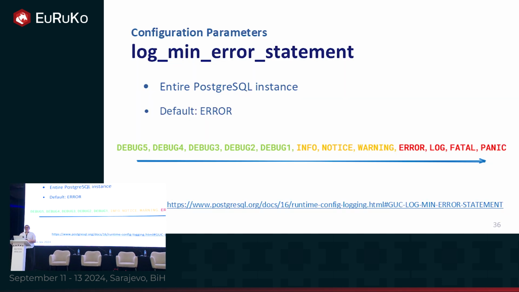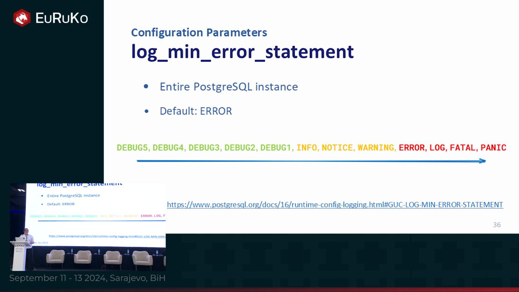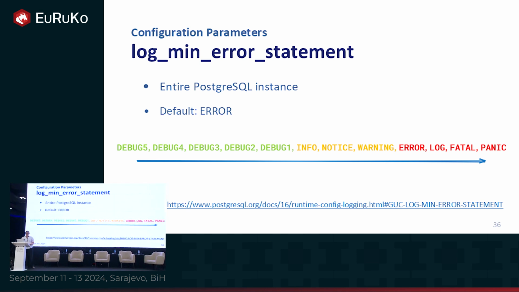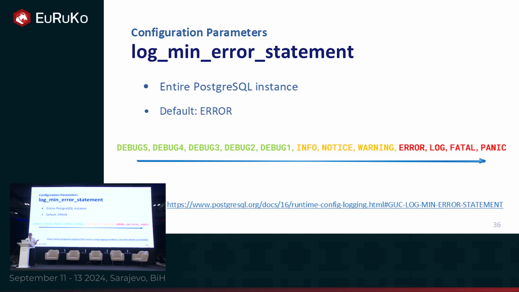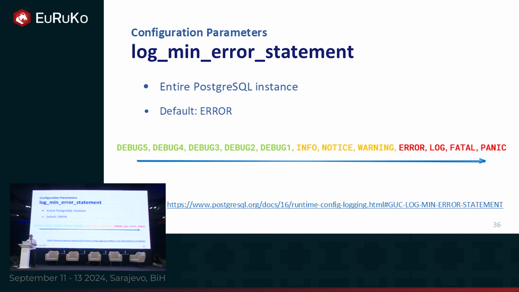If you want to make sure that any statement that gets timed out in this way is logged, so you know that it's happening, make sure that log_min_error_statement is set to error or lower. So you can see all the different valid values here, from the least severe, debug 5, up to the most severe, which is panic. So if you set it to error, then error, log, fatal, and panic messages will all be written to your Postgres logs.